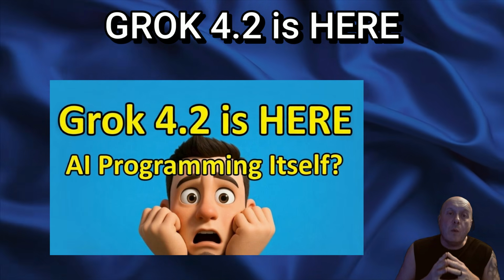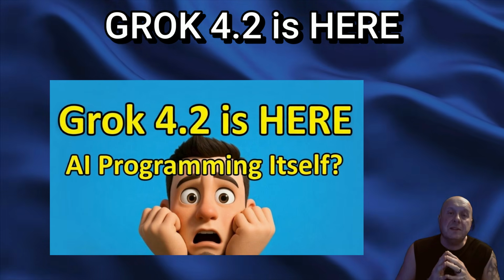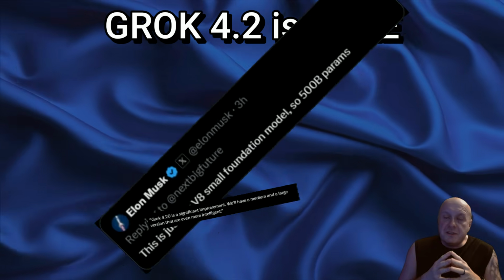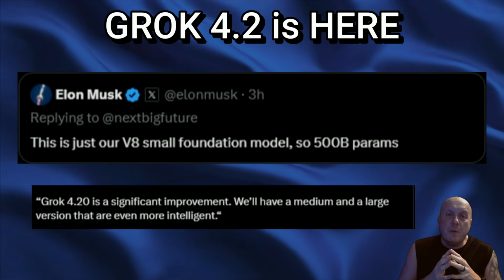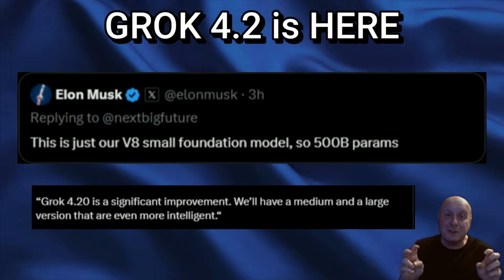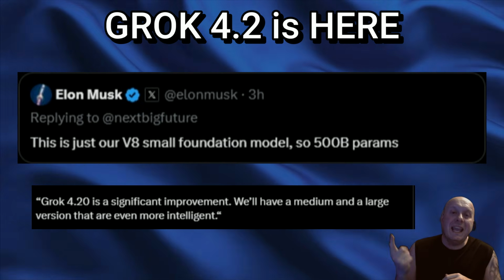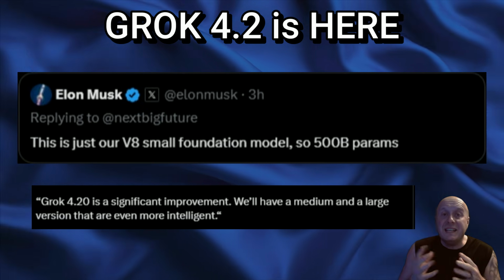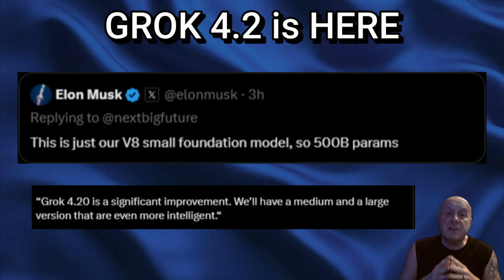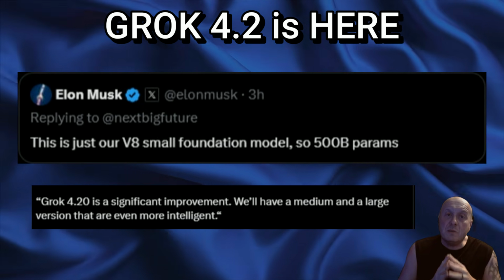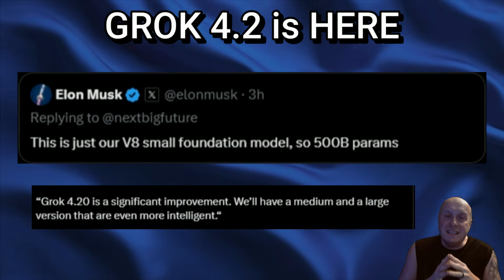So let's talk about what Grok 4.2 actually is. First, as you can see on the screen, this version of Grok 4.2 is literally the small version. Elon previously said that there would be a small, a medium, and a large version, and this one is the small version, about 500 billion parameters. But don't let that fool you. This thing is a beast.